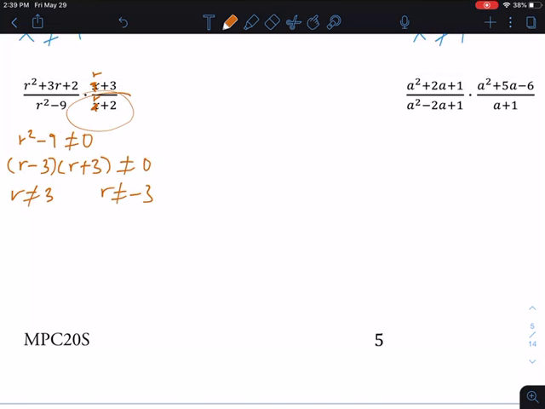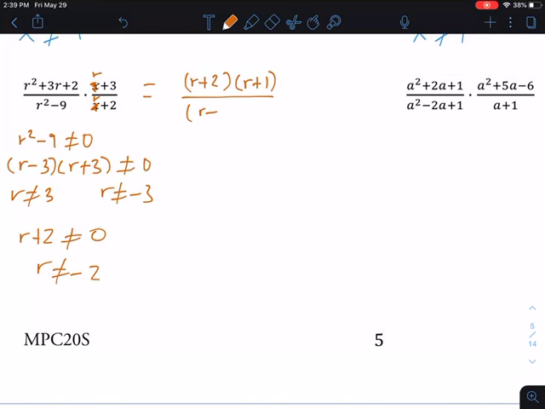And then from here, r plus 2 can't be 0. So then r can't be negative 2. Okay, so those are our NPVs. Now, let's do some simplification. First thing I'm going to do to simplify, I'm going to factor. Okay, so I can see that this numerator here, r squared plus 3r plus 2, is going to become r plus 2, r plus 1. And our denominator, we already factored it very conveniently.